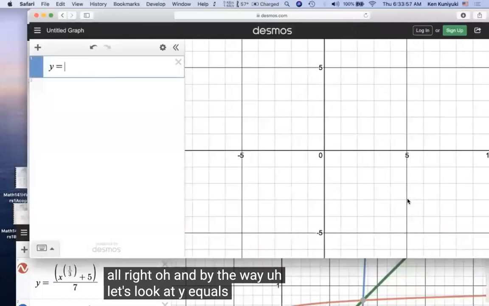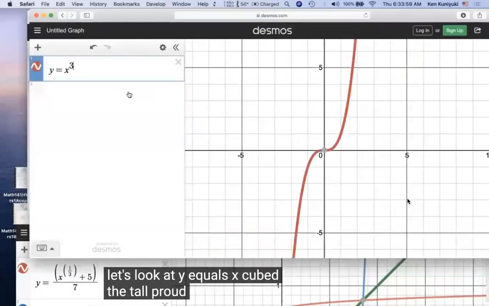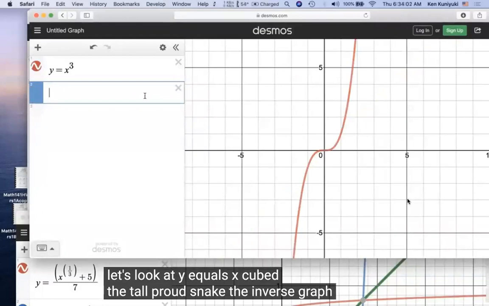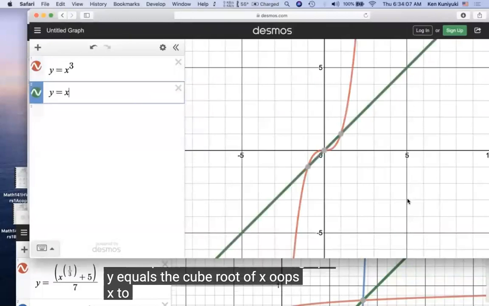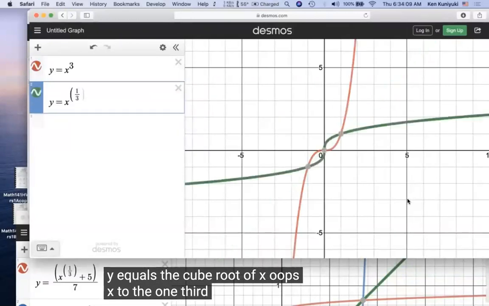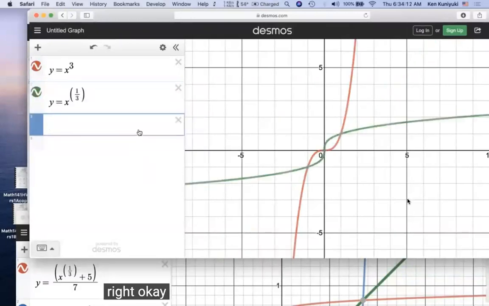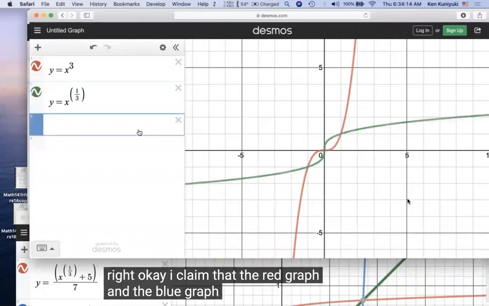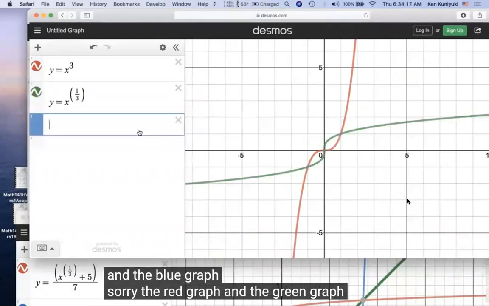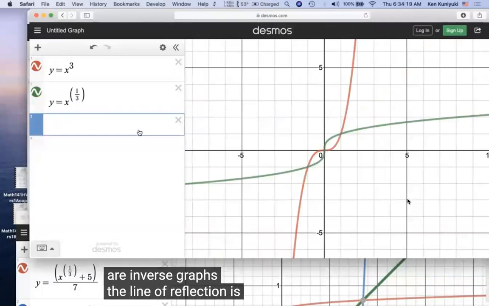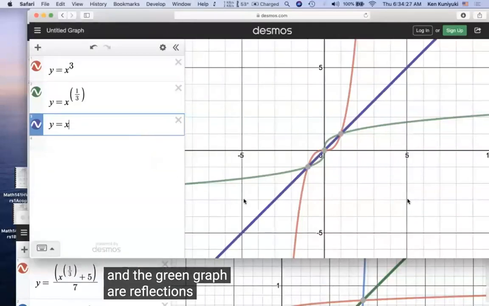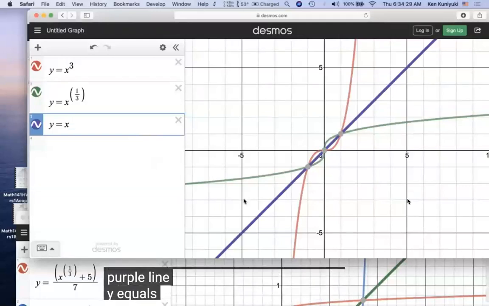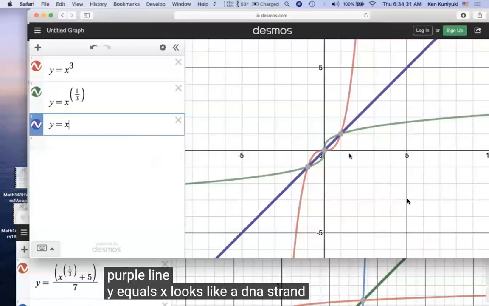let's look at y equals x cubed, the tall proud snake. The inverse graph, y equals the cube root of x. Oops, x to the 1/3. That's a lazy snake. I claim that the red graph and the green graph are inverse graphs. The line of reflection is y equals x, that purple line. And yes, the red graph and the green graph are reflections of each other about that purple line, y equals x. Looks like a DNA strand.